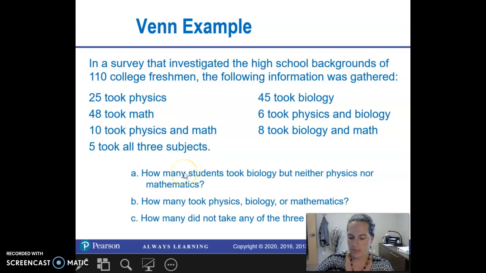Let's look at one of these big Venn examples. So we've got a survey that investigated high school backgrounds of 110 college freshmen, and the following information was gathered. And it looks like we're talking about 3 different subjects: physics, math, and biology. And there's some overlap, of course. So we've got some questions we're going to have to answer here.